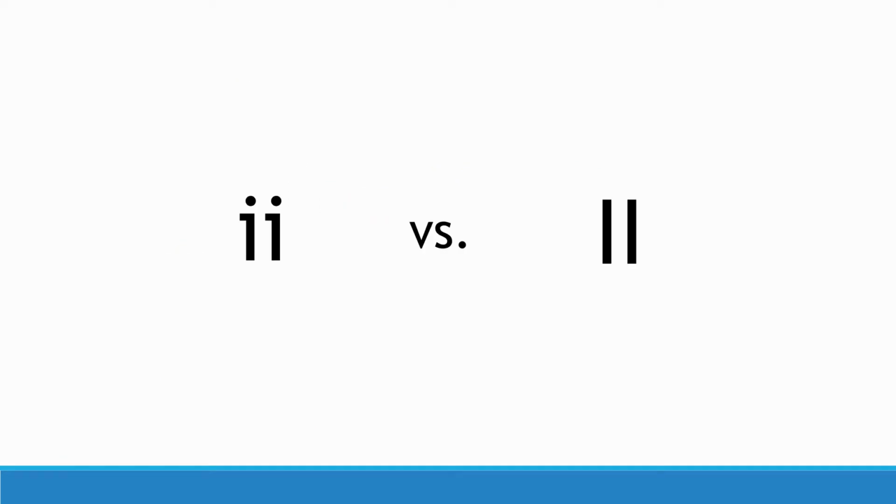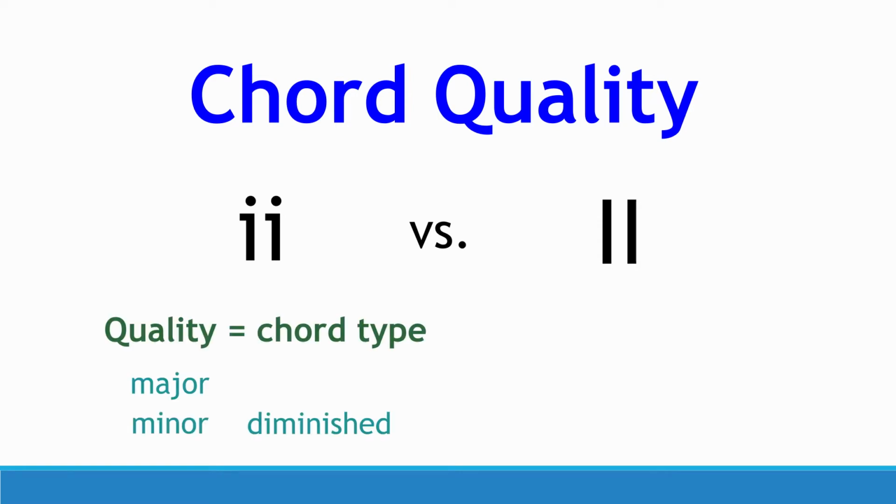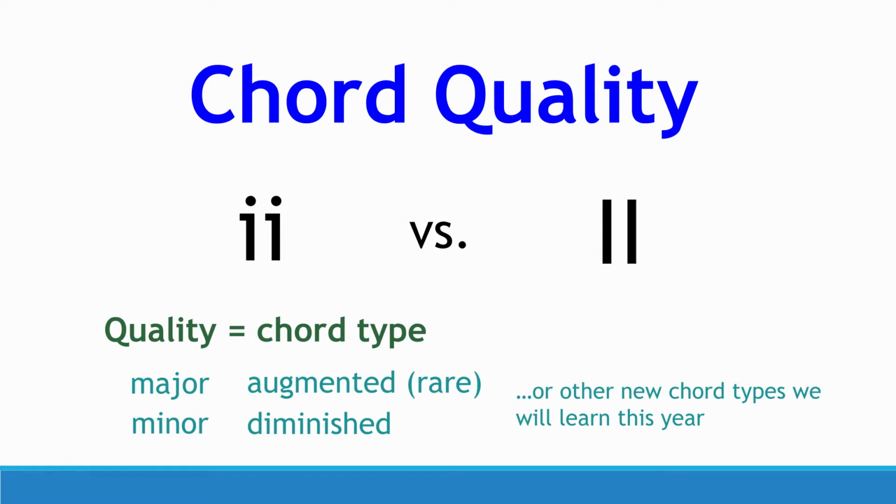Different theory textbooks use different styles for writing the actual Roman numeral. Some use uppercase only, whereas some differentiate between uppercase and lowercase depending on the quality of the chord. I'm going to use the term quality when describing chords throughout this year. And what I mean when I say that is basically, is it major, minor, diminished, augmented, or one of the other new types of chords that we're going to learn this year. So keep that in mind. Quality means major, minor, or something else.